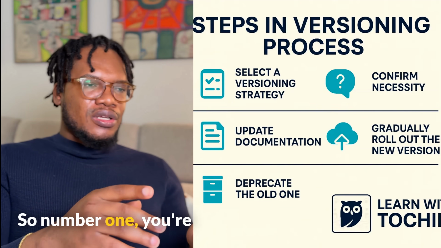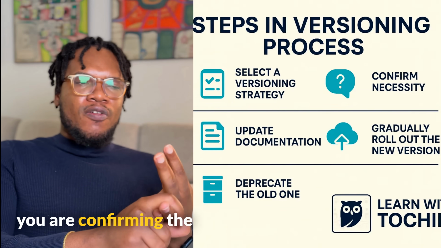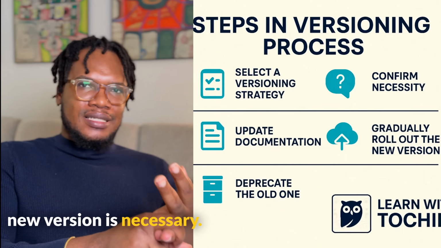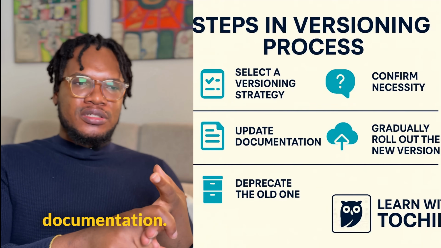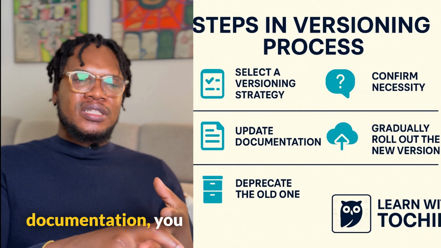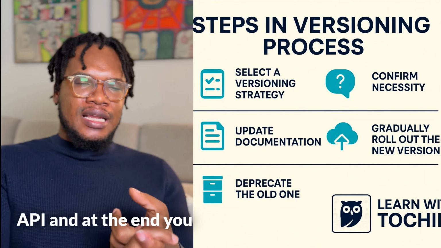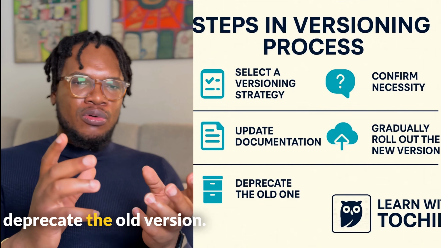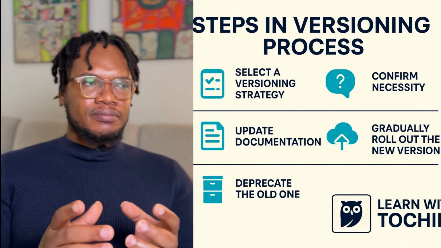So, number one, you're choosing a versioning strategy. Number two, you're confirming the new version is necessary. If it's necessary, you update the documentation. Once you update the documentation, you gradually deploy the new version of the API, and at the end, you deprecate the old version. Now, let's talk about the different types of versioning.